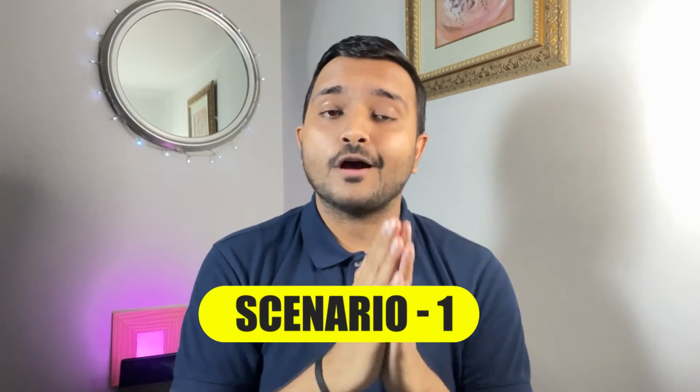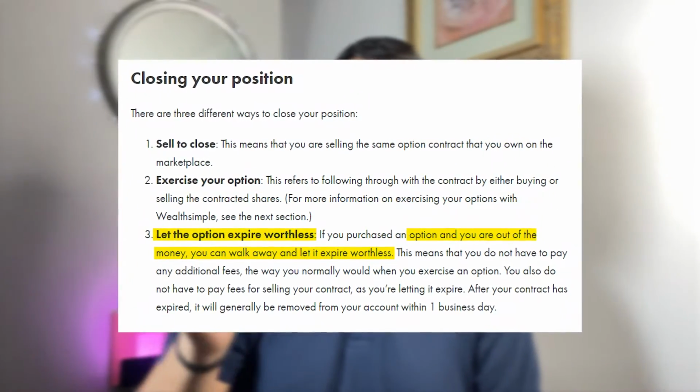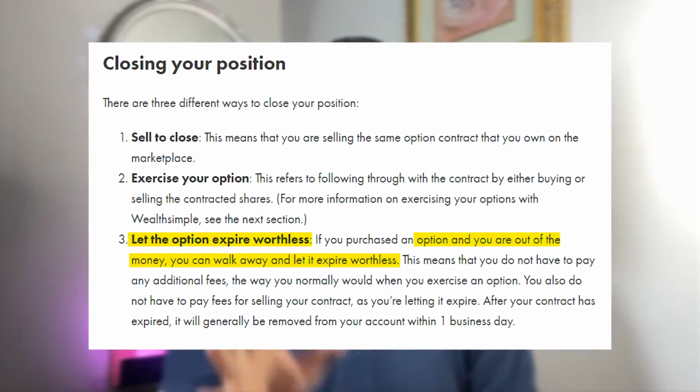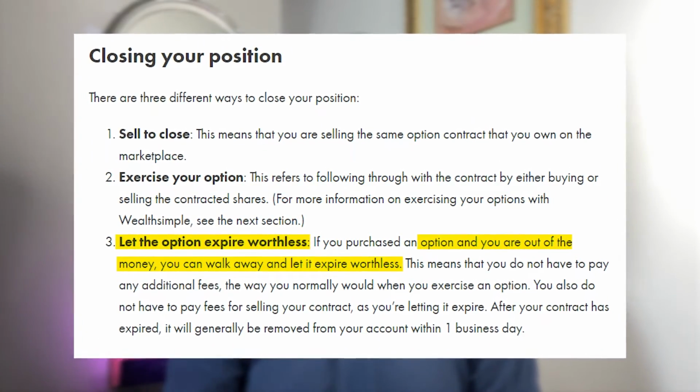Now let's understand all the scenarios on what happens with your contract before and after the expiry date. So the first scenario is that your option is out of the money. So if your option expires and the stock price is below the strike price, then the option is worthless. You will lose the money you paid for it in premium.